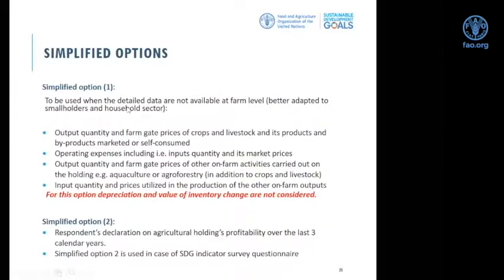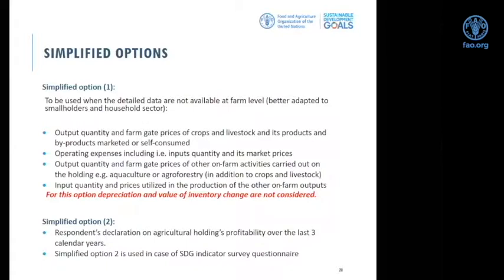smallholders and the household sector. What we need information on, again, is the quantity of output and farm gate prices of crops, livestock, and their products and byproducts, whether marketed or self-consumed. We also need operating expenses, including input quantities and market prices, which could be fertilizer, pesticides, labor, et cetera, as I explained on the previous slide. And output quantity and farm gate prices of other on-farm activities carried out on the holding. As for 2.4.1, we are primarily focused on crops and livestock production systems, but if there are other secondary activities practiced by the farm, those need to be included in the profitability and land productivity indicators, along with input quantities and prices used in producing other on-farm outputs.